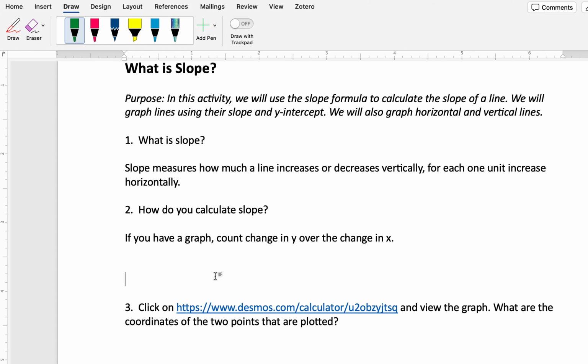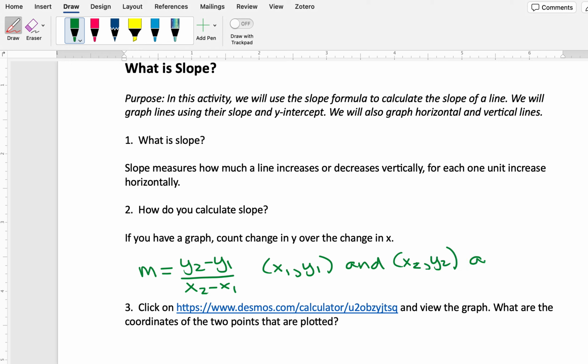Another way to calculate the slope is using the slope formula. I'm going to write this with my drawing tablet because it's a little bit easier than typing. M is the letter that we use for slope, and it's equal to y2 minus y1 over x2 minus x1, where x1, y1, and x2, y2 are 2 points on the line.